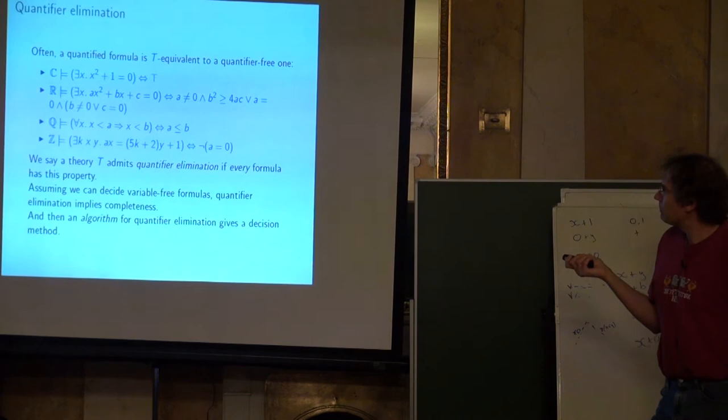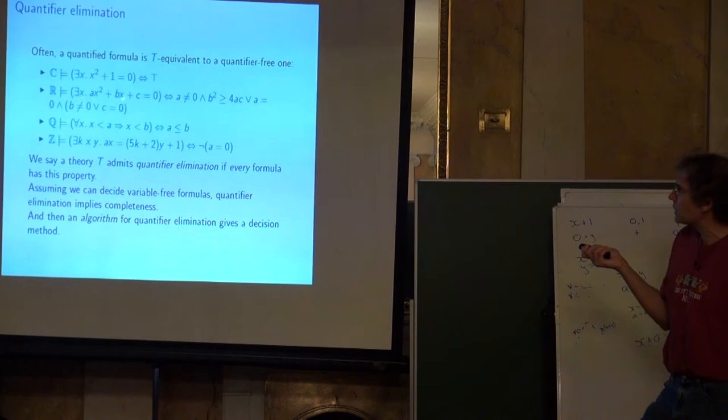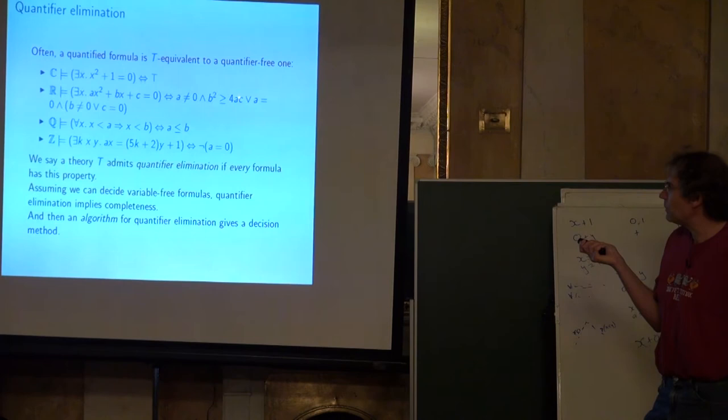Over the reals, the formula asking whether the quadratic equation ax squared plus bx plus c equals zero has a solution is more or less equivalent to the formula b squared is greater than or equal to 4ac, except that you also have to consider the degenerate cases where a is zero, which complicates things a bit.